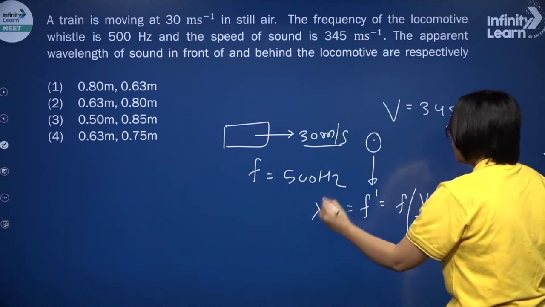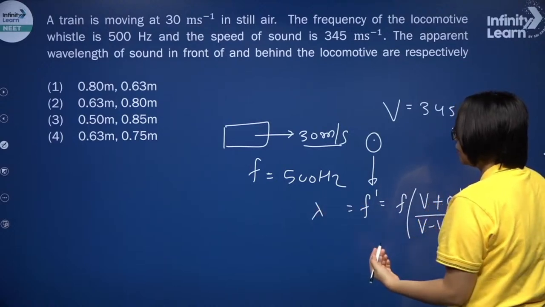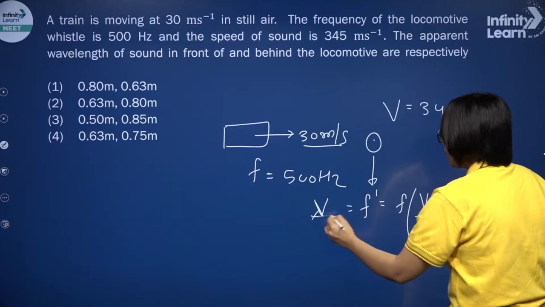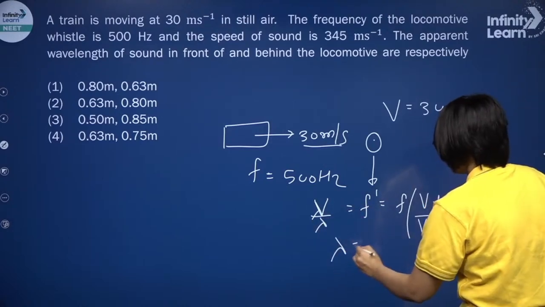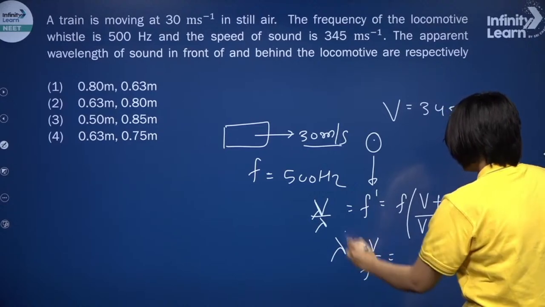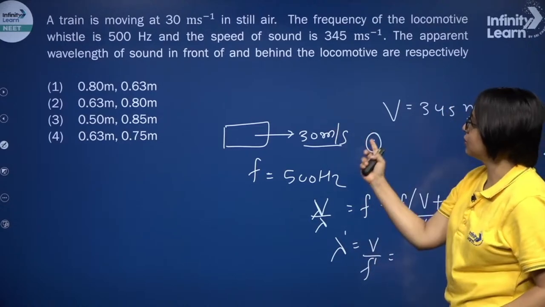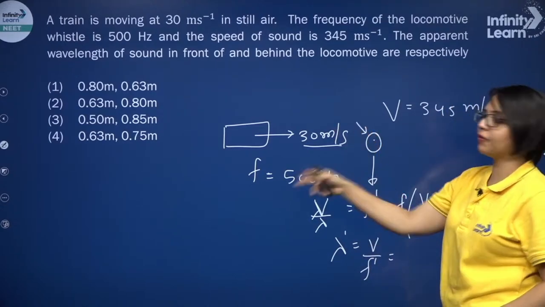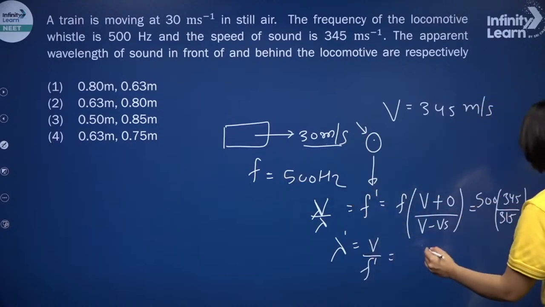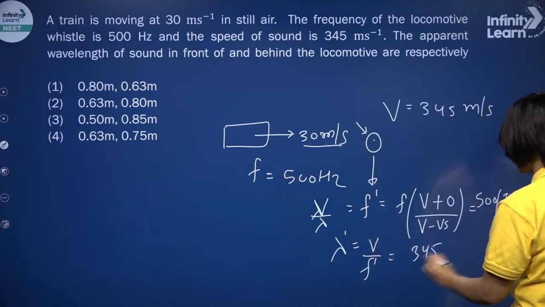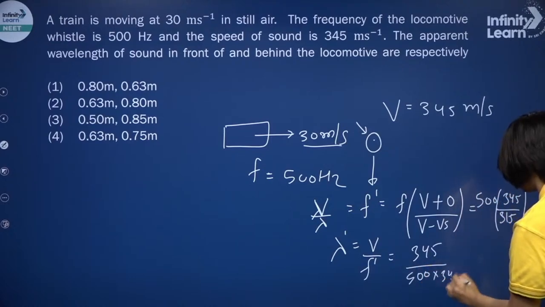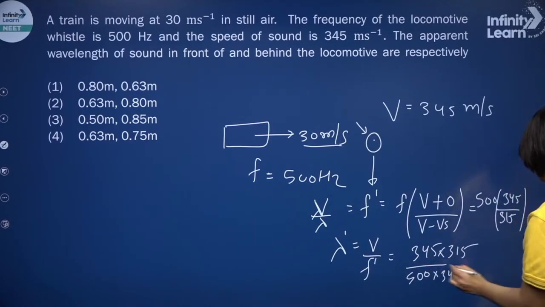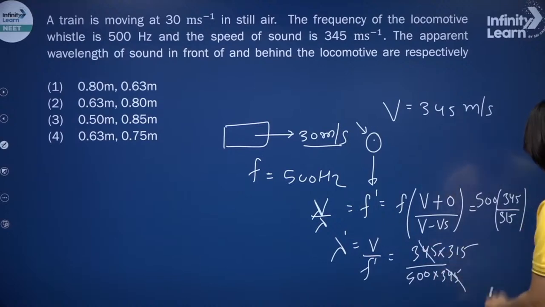Velocity is frequency times lambda, so lambda into frequency is velocity. So over here, lambda will be velocity upon F dash. So lambda dash, the wavelength of the sound heard by the observer in front of the train, will be 345 divided by the frequency, which is 500 into 345 divided by 315. So this will give you the answer as 0.63 meter.